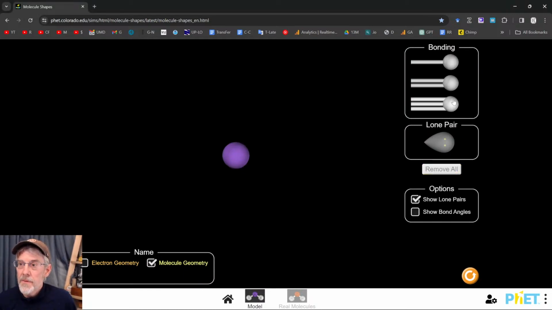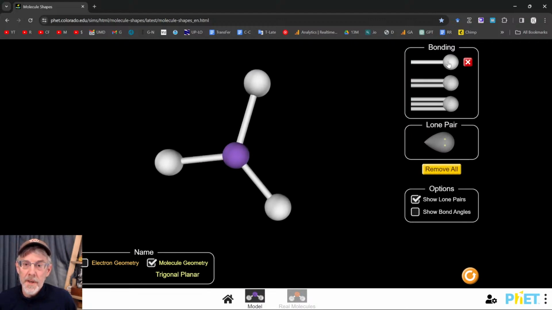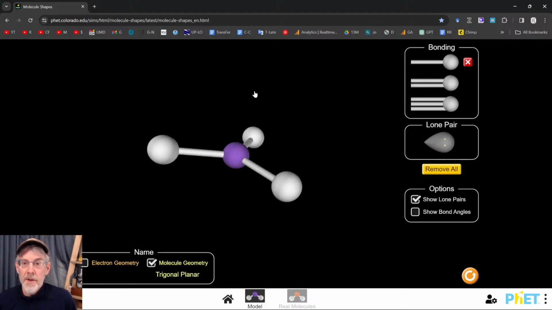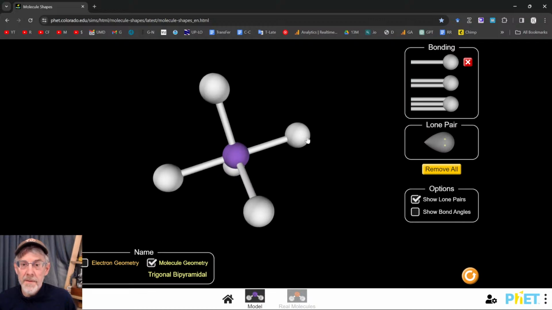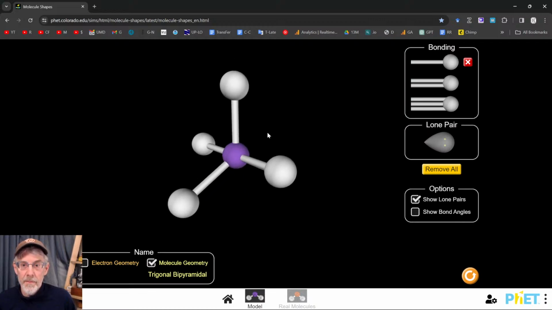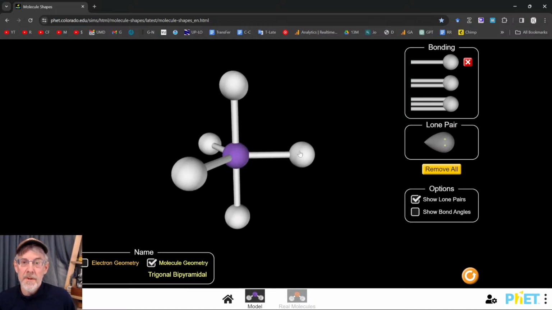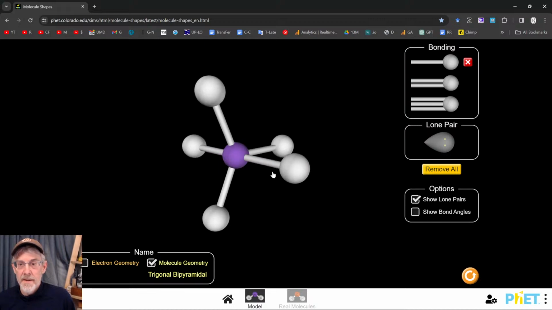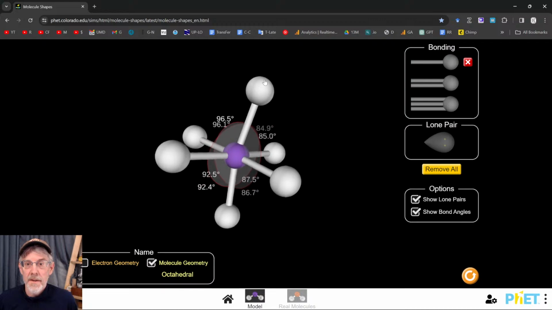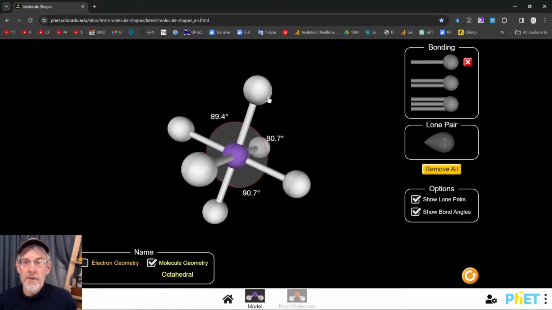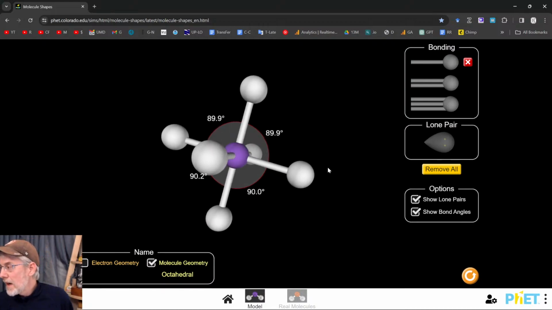So we need 6 fluorine atoms. 1, 2, 3, that's our trigonal planar. 4 is our tetrahedral. 5 is trigonal bipyramidal, because you can kind of see the thing in the middle. And our last one is octahedral. And we can even put some bond angles in there to see that octahedral molecular geometry. I like octahedral.